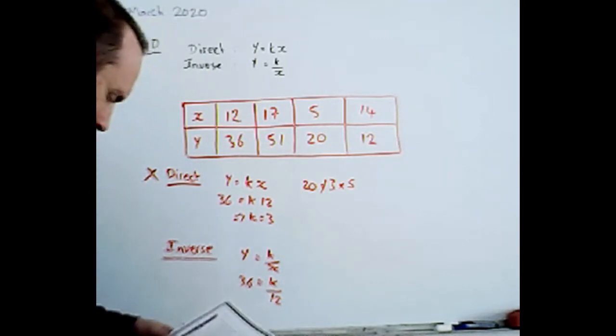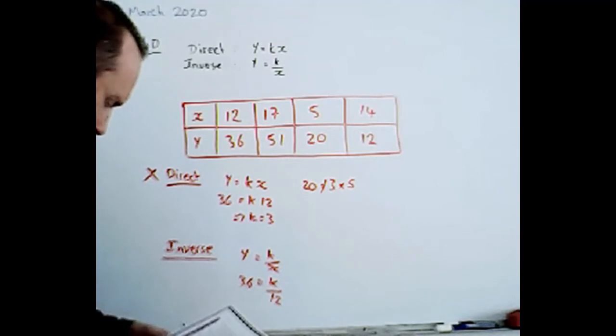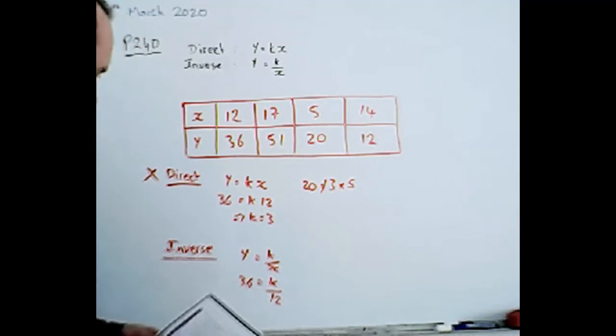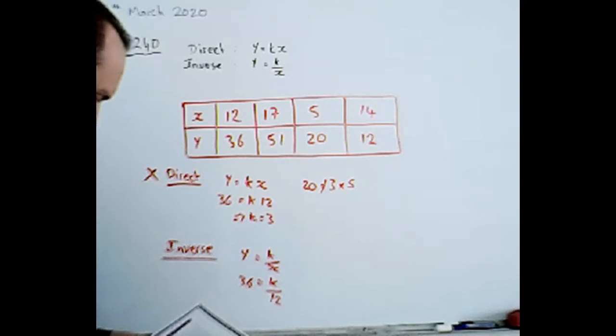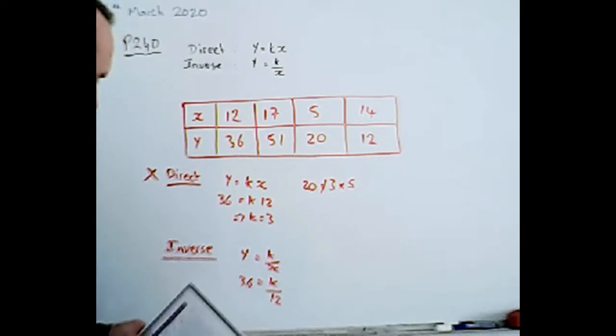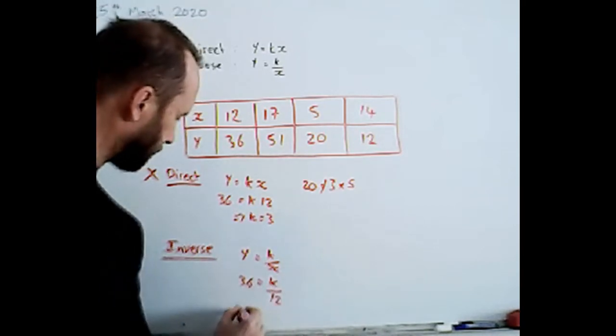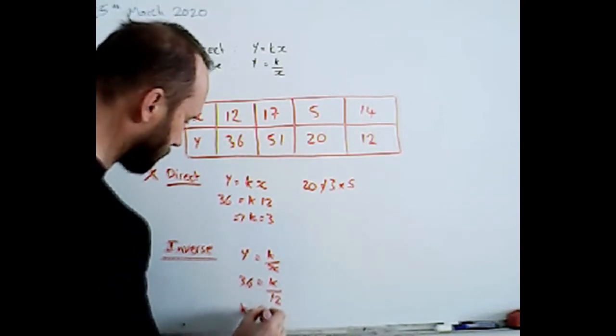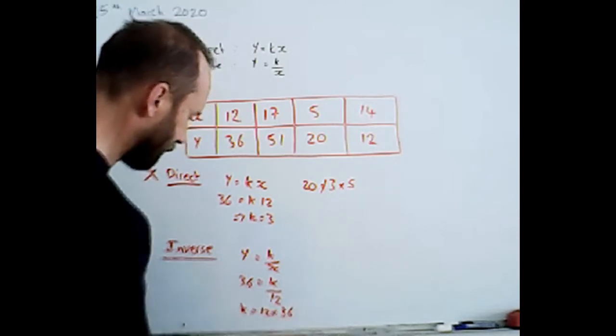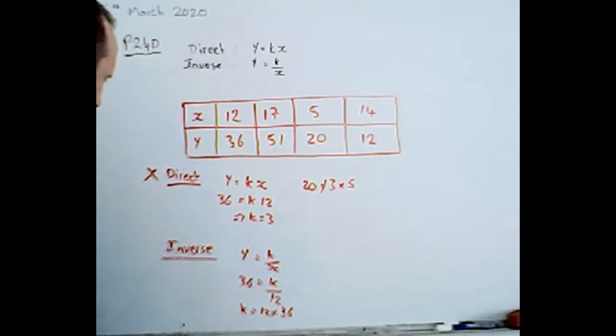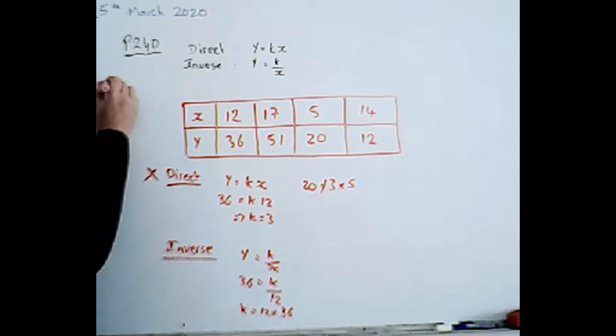Where's my proof sheet here? Okay, yes, 20. I did it with a different number here, it doesn't matter. So we got here that k should equal 12 times 36. What's 12 times 36, somebody? Okay, so let's work this out.